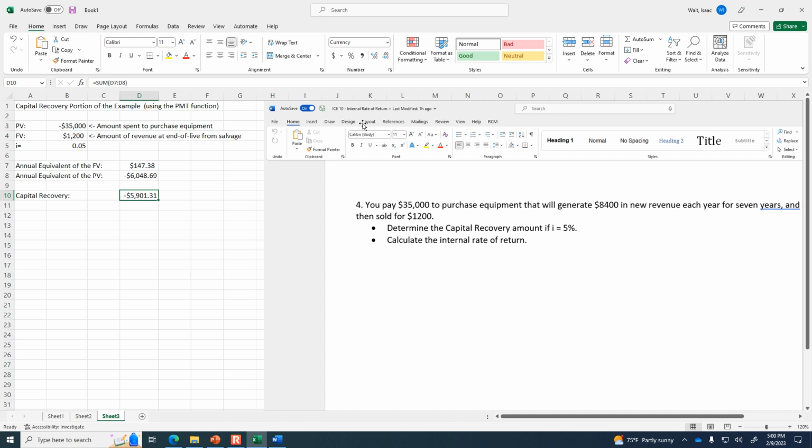Interesting thing about it is we could put both the future and the present value into the PMT function at the same time. I didn't initially, but let's try it again. Add both PV and FV into PMT function. Just to show you that that's possible, equals PV. Okay, our rate is 5%. NPER is 7. Oh, sorry, I typed in PV. I need PMT. Okay, sorry.